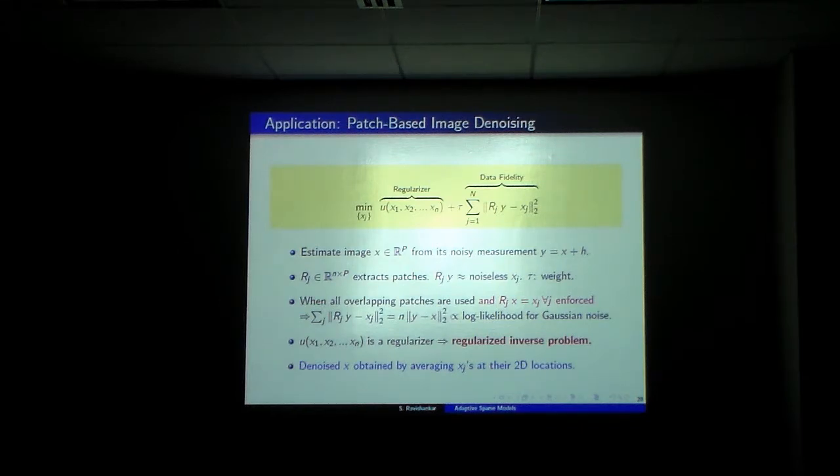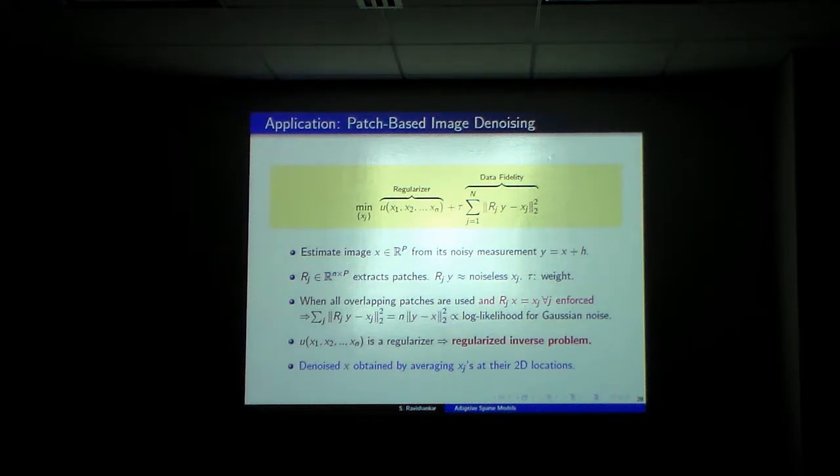So when all the overlapping patches of the image, so overlapping patches are patches that are kind of on top of each other, not completely but partially. So when you use all the overlapping patches of the image and you enforce the hard constraint Rjx equals Xj for Rj here, then this data fidelity term is just a scaled log likelihood for this denoising problem under IID Gaussian noise. But in this case, we are not going to enforce the hard constraint Rjx equal Xj in this problem. And we are going to just focus on denoising the patches. It leads to some computational advantages, so that's why we are doing that.